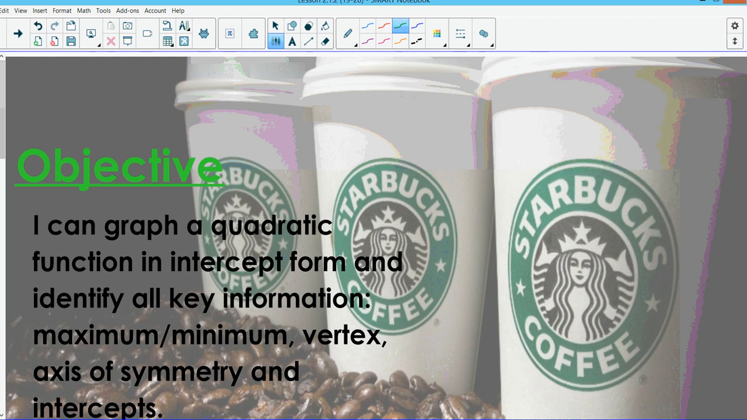Okay? So we're going to talk about the same things that we talked about the last 2 days, where we can graph a quadratic function now in intercept form, but where we can identify all key information, meaning extremums, vertex, axis of symmetry, and intercepts, whether it be x or y. Okay?